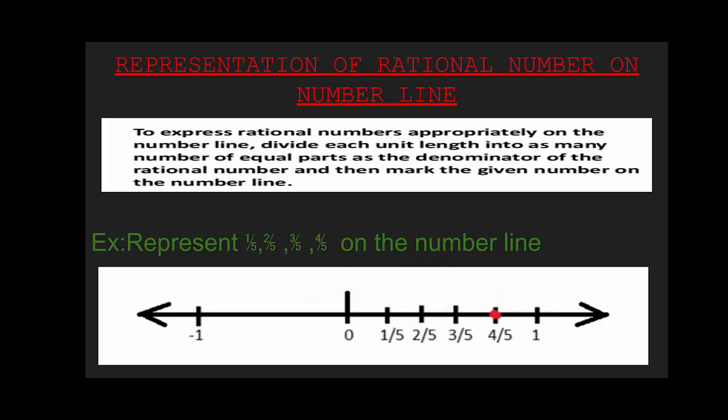So in order to represent a given rational number, you have to divide the unit according to the number which is there in the denominator. If it is 6, you have to divide this into 6 equal parts, and if it is 5, you have to divide this into 5 equal parts.